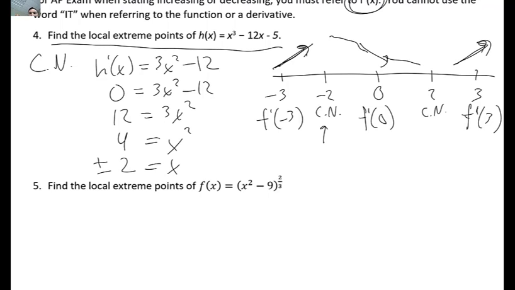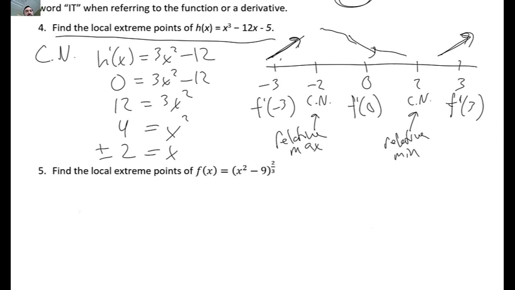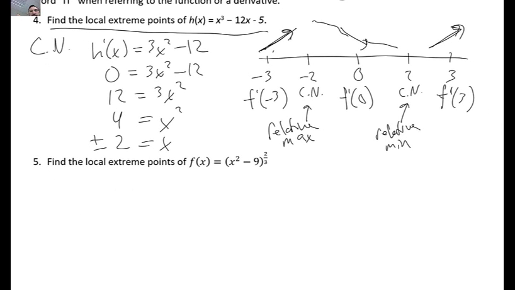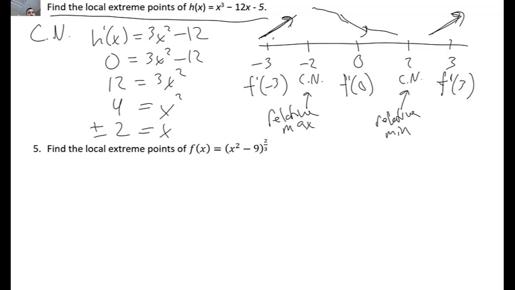So it looks like negative 2 was a relative max, up and then down. And then positive 2 is a relative min, because it was going down and then up. Alright, so go ahead and pause and try to learn from your mistakes on number 4, and then give it one more go on question number 5.